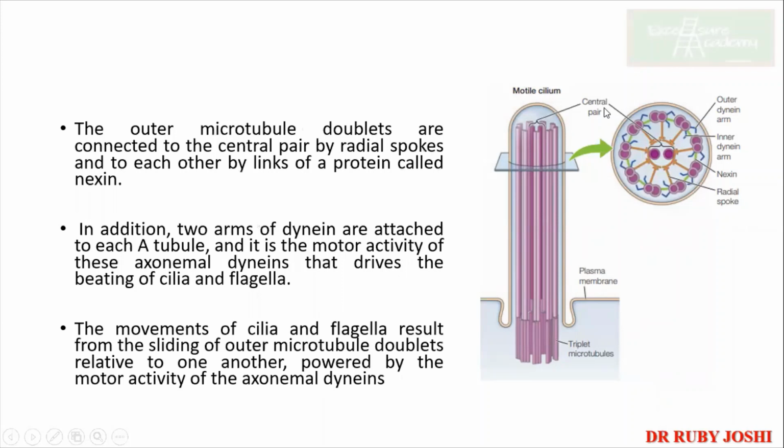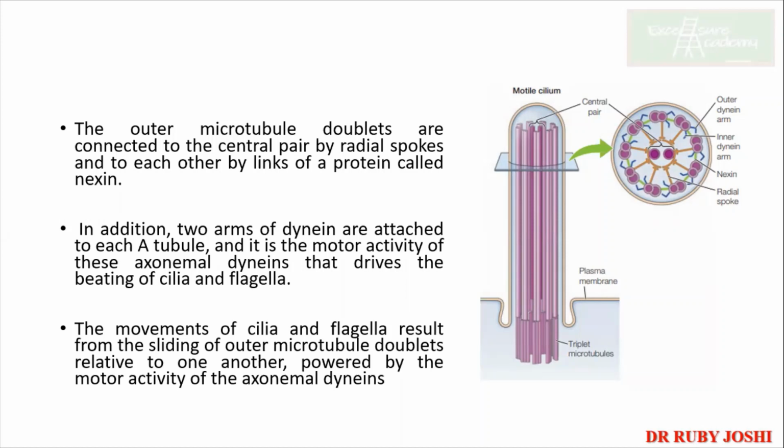Now, the outer microtubule doublets are connected to the central pair by radial spokes and to each other by links of a protein called nexin. So it is fused to your central core also, right? And also to the nexin. In addition, two arms of dynein are attached to each A tubule, and it is the motor activity of these axonemal dyneins which drives the beating of cilia and flagella. So, without this dynein, there is no movement.